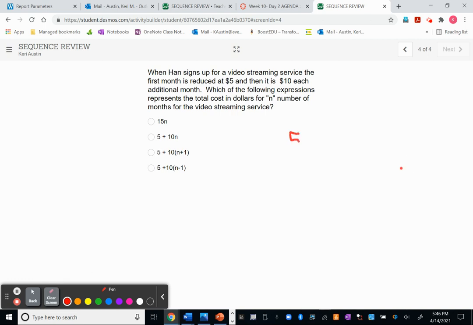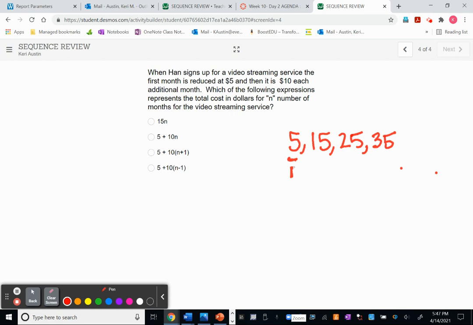And then after that, it says it's 10 more. So the next month, he has now paid 5 plus 10, $15. And then the next month, he's paid 10 more, so it's $25. And then the next month, he pays 10 more. Okay, so starting with $5 the first month, and then it goes up 10 every month. Now, which one of these would generate that?